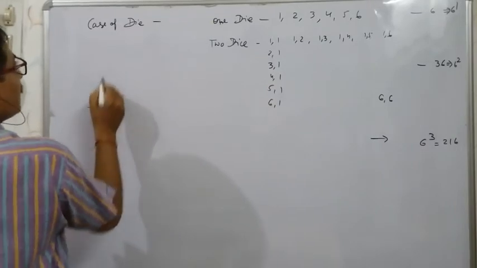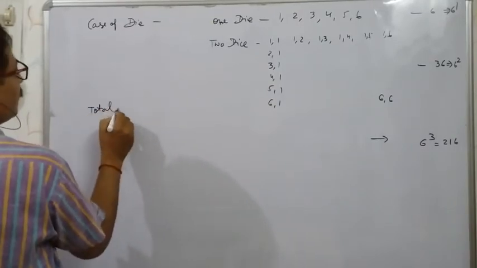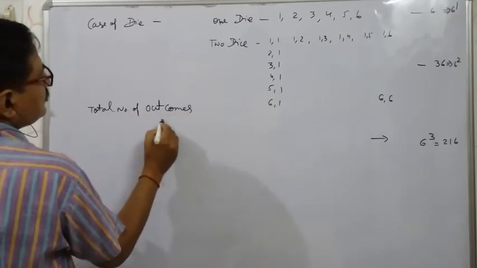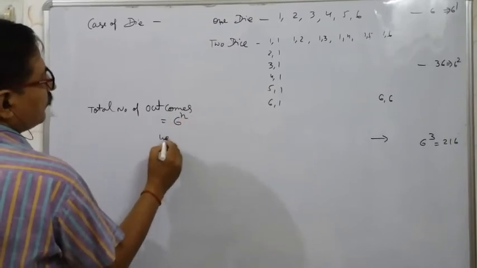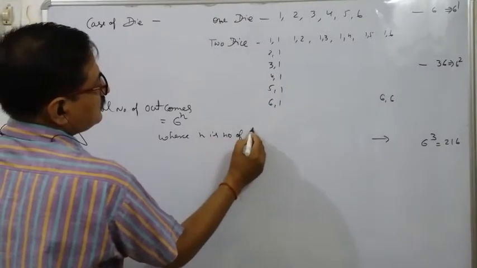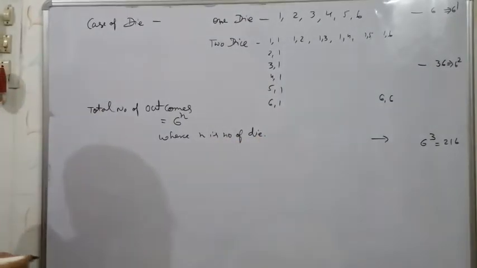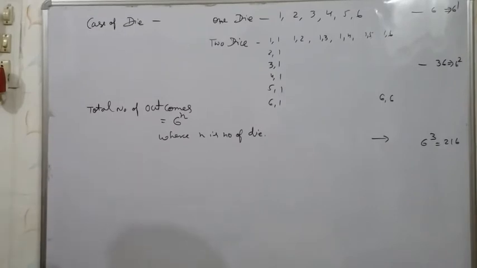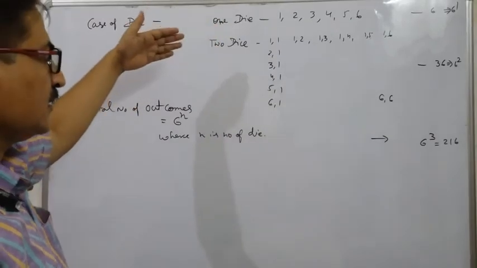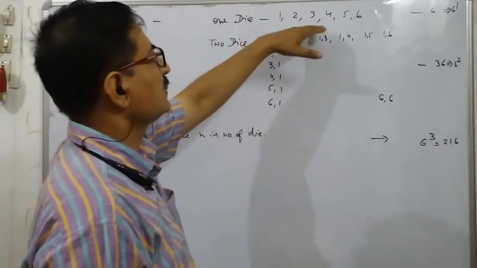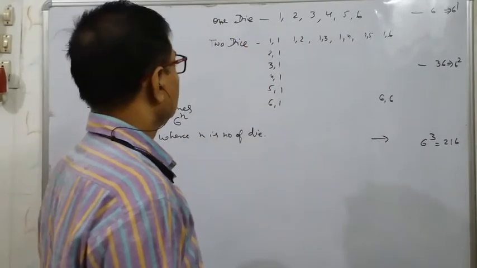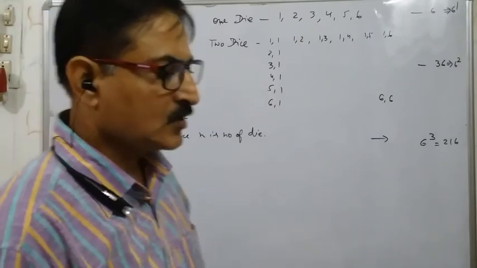Okay, total number of outcomes in the case of die is 6 raised to power n, where n is the number of die or dice. Okay, in this way we can find the total number of outcomes. Now the questions are like this: what is the probability to get an even number, what is the probability to get an odd number, what is the doublet, like this the questions are coming.